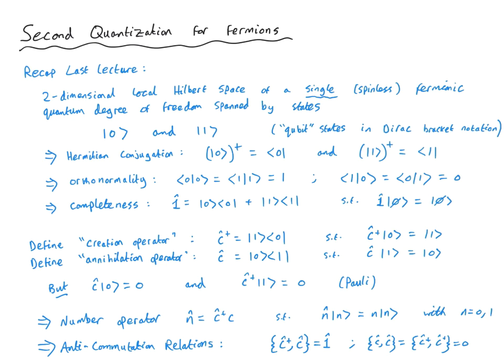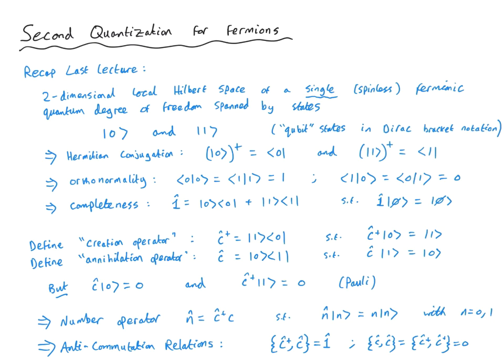Then we define the creation and annihilation operators. And these can be defined in terms of projectors in this way. For example, this thing that we called C dagger turns the 0 into the 1. What do I mean by it turns the 0 into the 1? What I mean is if I act on the 0 state with the C dagger, I get the 1 state. If I act on the 1 state with the C, I get the 0 state. And this just follows from these orthonormality conditions.